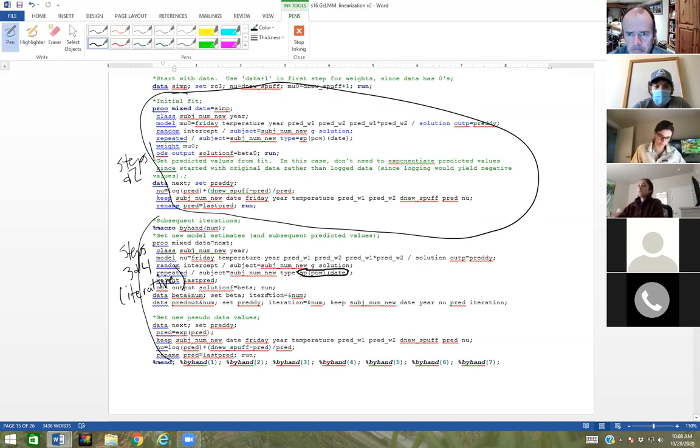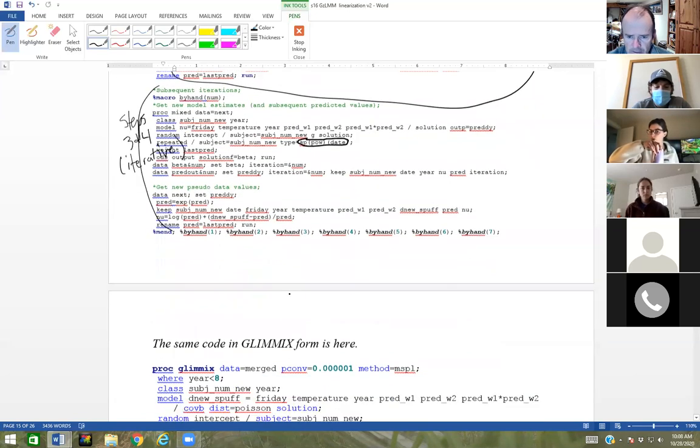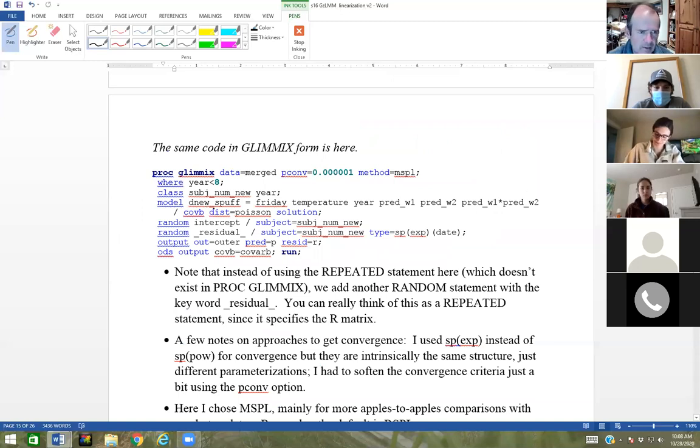So we have our predictors of interest in the model statement. We have our random intercept. We have the repeated. So now we're accounting for the serial correlation, and we're doing this iterative process. You could do the same thing this way. It's a lot more succinct because proc glimmix is our canned procedure that will do this for us. And the coding looks a little bit different here. The main thing that looks different is this statement right here.